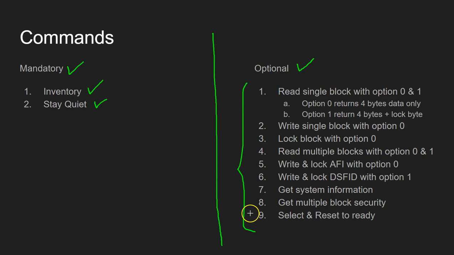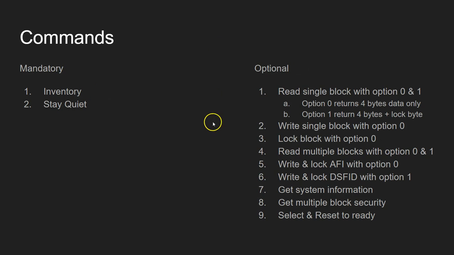I've not come across any tag where you don't have a read or a write functionality. So I'm going to go through this quickly. Most of these commands we've already seen in my previous videos. The stay quiet is something we have not seen before, and that's what I'm going to cover in this video. Inventory is the standard way of activating the tag.